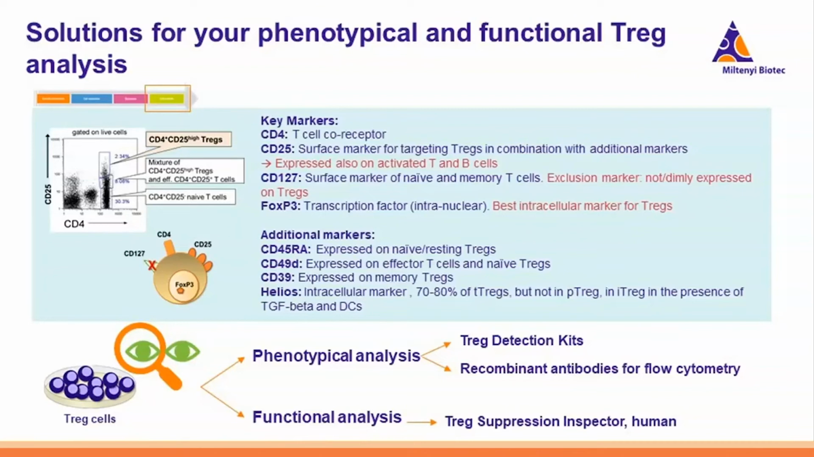For phenotypic analysis, we offer you Treg detection kits and our recombinant antibodies, which are named REAfinity antibodies. And for functional analysis, we support you with the very exact and effective Treg Suppression Inspector kit for human.